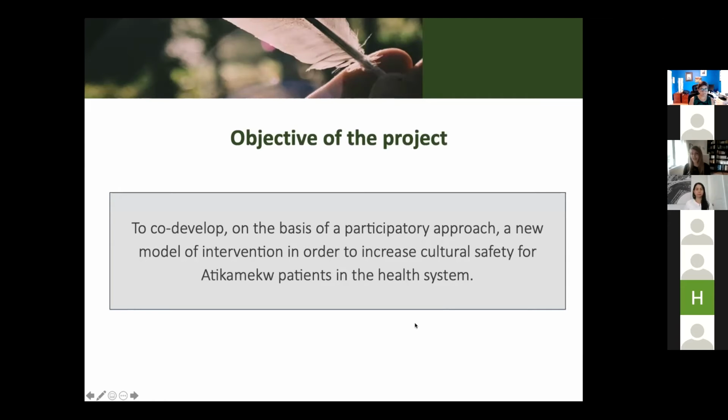So the objective of this new project reflects the solution that was identified at the workshop with all the stakeholders. And it is to co-develop, on the basis of a participatory approach, a new model of intervention in order to increase cultural safety for Atikamekw patients in the health system.